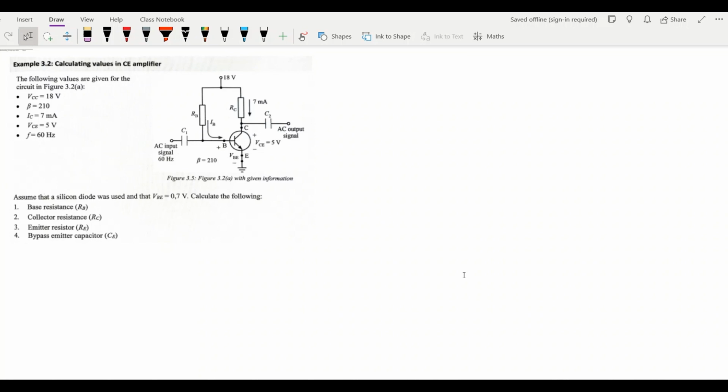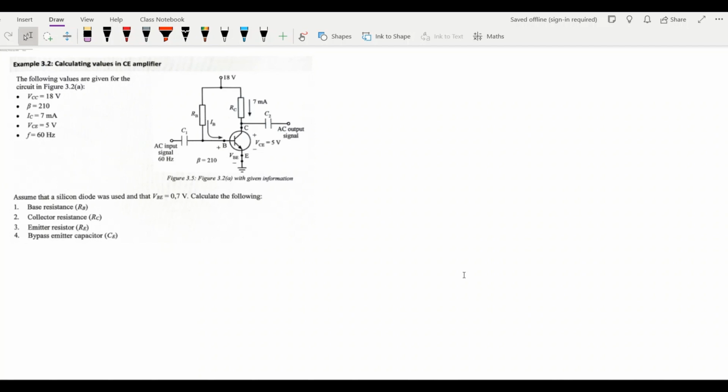Example 3.2 has a circuit in figure 3.2a that has certain given information. The following values are given for the circuit in 3.2a. We have the value of VCC, which is 18 volts. We have the value of the gain, which is 210. With the collector current, IC, which is 7 milliamperes. We have the VCE, the voltage across the common emitter, which is 5 volts. And we have our frequency, which is 60 hertz.